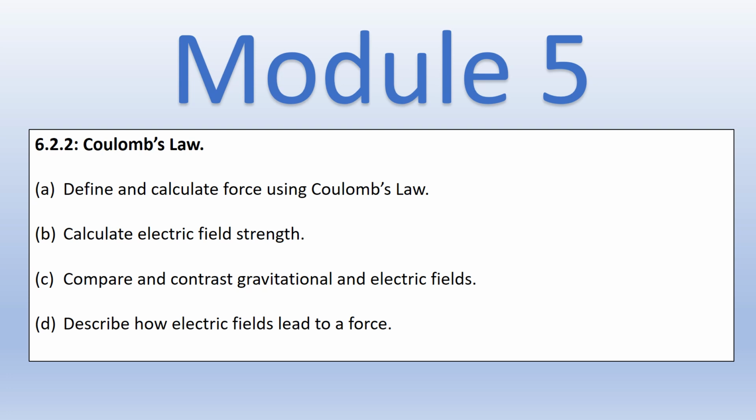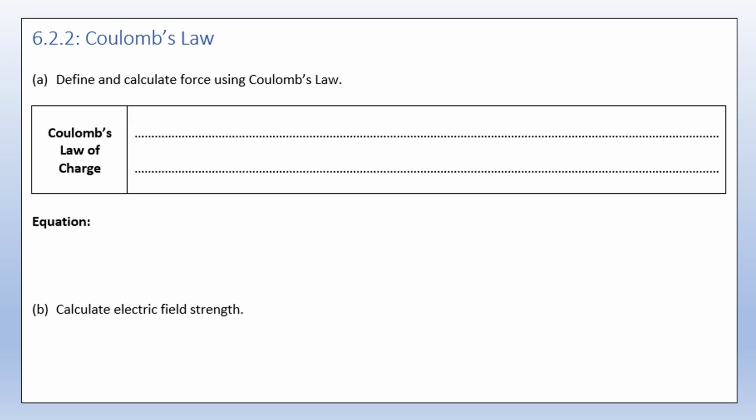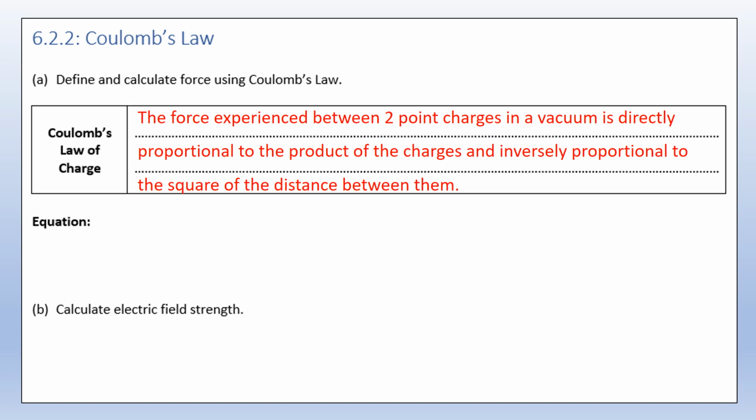Okay, so starting to look at some laws we use to model electric fields, and you'll see why we decide to model things as a point now. Coulomb's law of charge is how we can calculate the force between charges. What it says is the force between 2 point charges in a vacuum is directly proportional to the product of the charges and inversely proportional to the square of the distance between them. So when we model that sphere as a point charge, that then allows us to use this law for it.